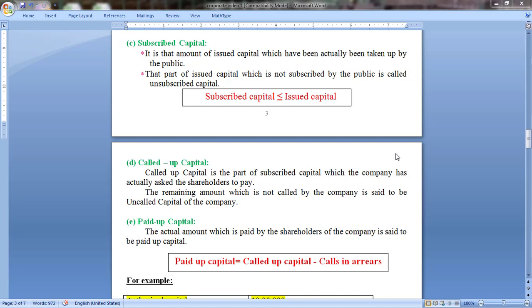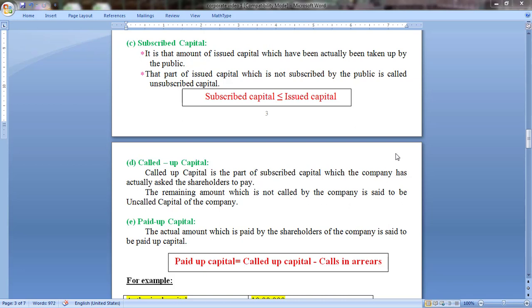So on the basis of application, allotment and call money, the company may call up the capital which is to be paid by the shareholders. The amount which is called up by the company is called called up capital. Reversely, the uncalled amount of the capital is called uncalled capital.